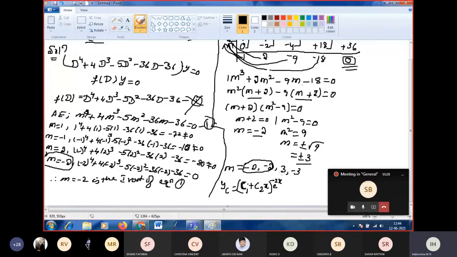Okay. Now see these two roots. These two roots are real and distinct. Distinct means separate roots. Use the second case. Actually, we have to start from C3, as I have already used C1 and C2. What shall I use here? C3 into e to the power of 3x plus C4 into e to the power of minus 3x. That's all. This is the way we have to find YC.